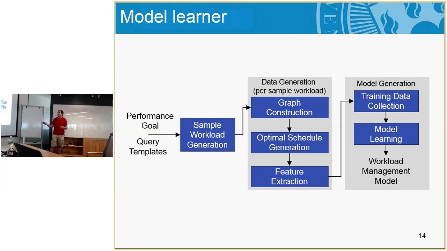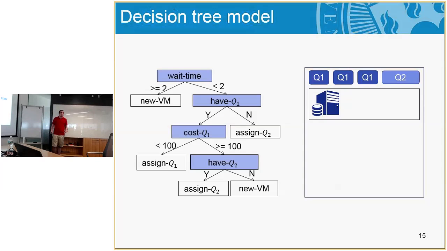Right, so after we construct this graph and we find those optimal schedules and we extract those features from each of the vertices along the optimal path, we throw them all into a giant training data pile, and we run the J48 Weka decision tree learning algorithm on it, and that gives us a workload management model. And that workload management model actually can look pretty simple. So this is one that was generated from the example you saw at the beginning.